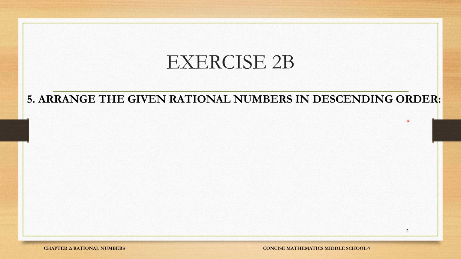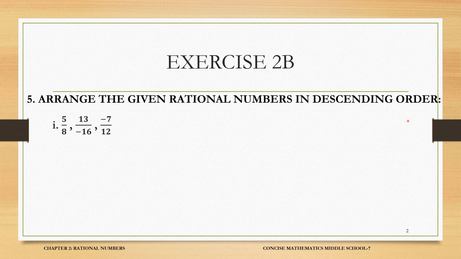First, let's know what is descending order. Descending order is nothing but arranging them from big to small. That is descending order. So bigger numbers should be placed first and smaller should be placed next to it, right?